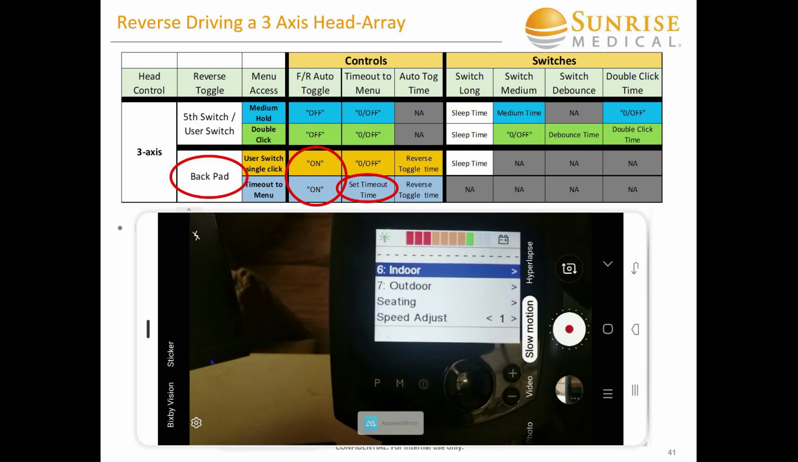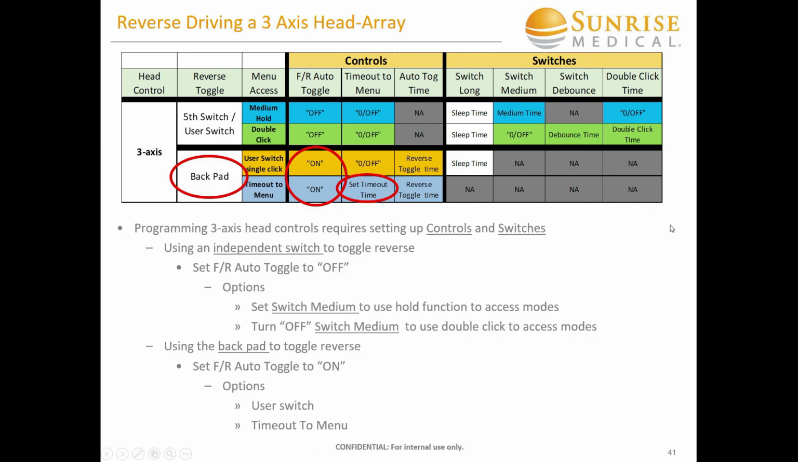So again, setting a 3-axis head control has a lot of options in it for somebody. These, I feel, are probably the most common ways to use it. If you can use a fifth switch, it makes it the most straightforward to do. If you don't have a switch, you can use the back pad to toggle in and out of reverse. If you want to use a switch to do that, you can. If you don't want to use a switch at all to get in and out of the menu, then use timeout in order to do that.